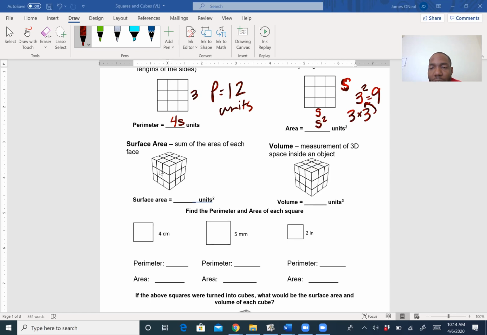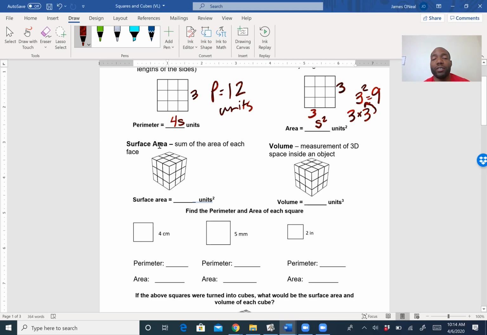Okay, Mikhail, I see you say if this was 3 squared, wouldn't it be 3 cubed? I'm only saying 3 times 3, not 3 times 3 times 3. 3 times 3 is 3 squared. That's how you find the area. Hopefully that cleared that up, Mikhail.